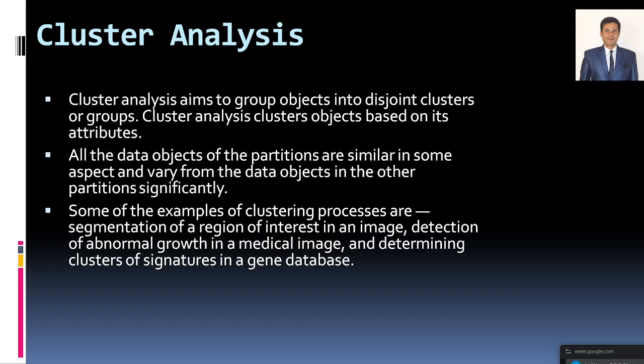We'll see the clustering analysis. Clustering analysis aims to group the objects into disjoint clusters or groups. Cluster analysis clusters the objects based on their attributes. All the data objects of a partition are similar in one aspect and vary significantly from the data objects in the other partition.